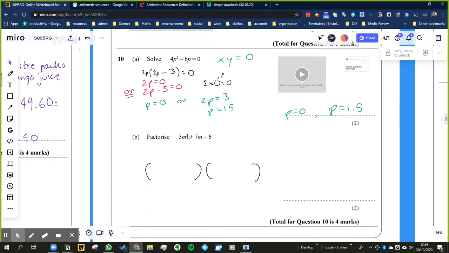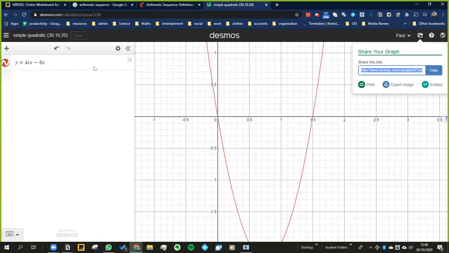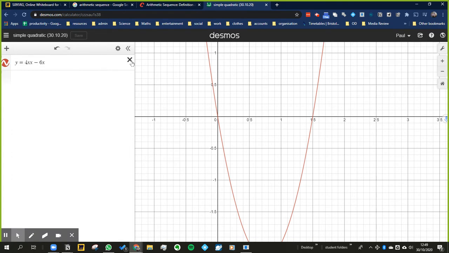To be honest with you, I forget exactly how to do this at the moment. So what I'm going to show you in this video is how to use Desmos to help us with these kinds of questions. Oh, I can't highlight the text. I'll just remember 5x squared plus 7x minus 6. So let's get rid of that one.